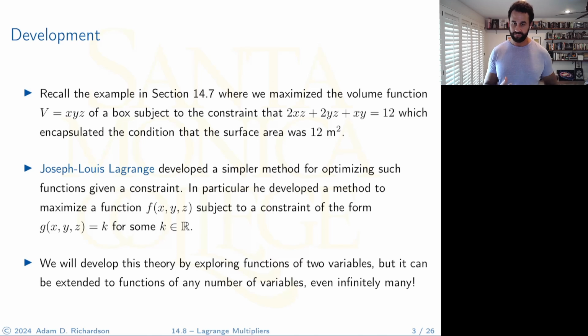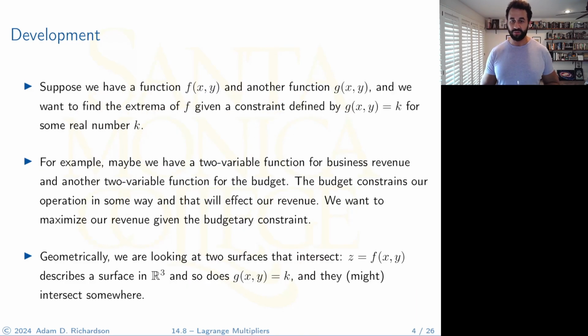for some real number k. So just to get some intuition and to talk about how this works, we're going to develop the theory by exploring two variable functions, but it extends to any number of variables and any number of constraints, even infinitely many variables. So you can actually generalize this process to functions of infinite variables. We won't go there though. So here's the setup. Here's the idea. Try to conceptualize this and think about this as we go along.